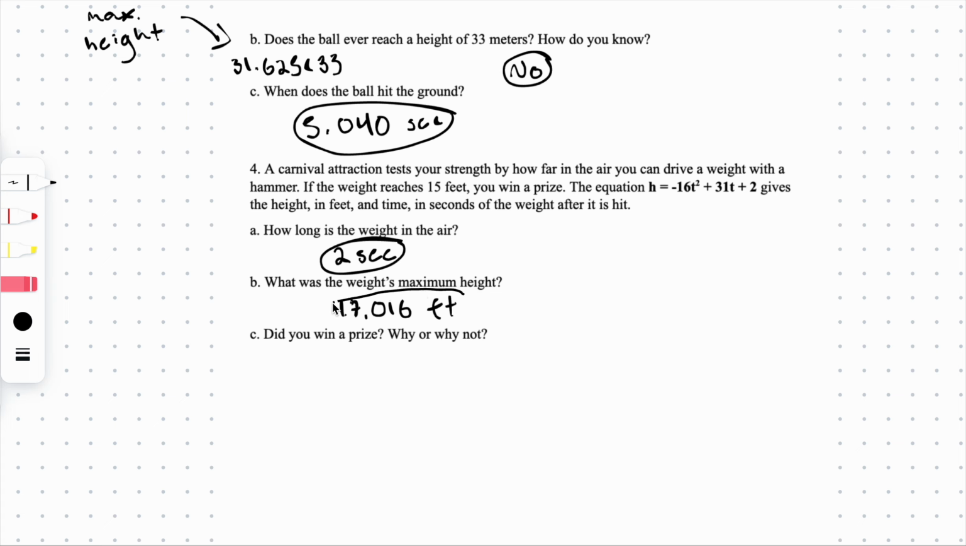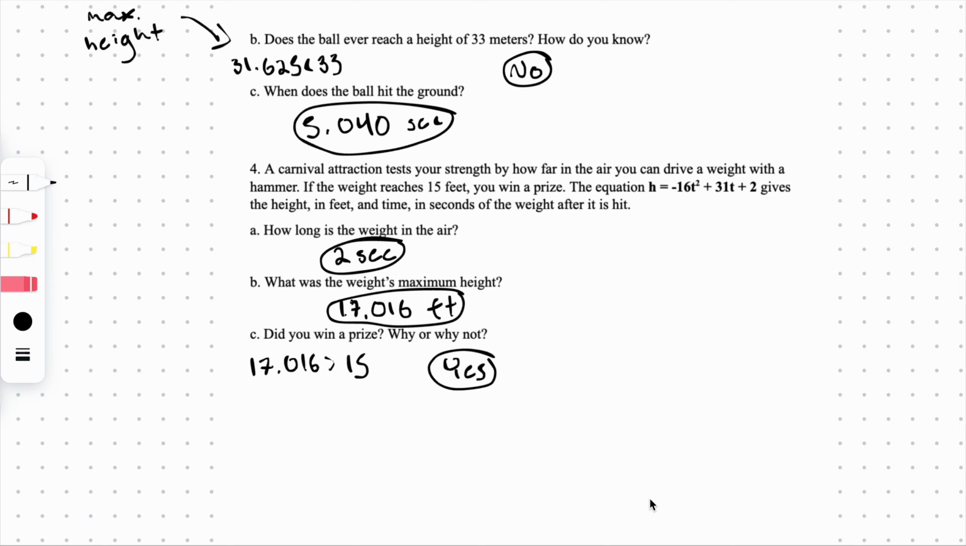It's important. Okay. Did you win a prize? Why or why not? Well, if the weight reaches 15 feet, you win a prize. Our maximum height was 17.016. Well, 17.016 is greater than 15. So, yes, we did. Maybe you should have a bit lengthier explanation, but still keep it succinct. Maybe write it out in word form of why we won that. We got a height greater than 15, so we won the prize.